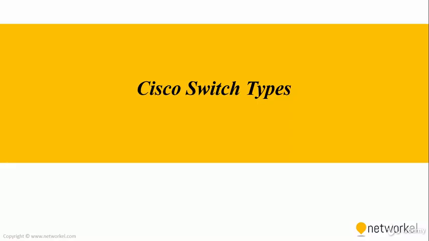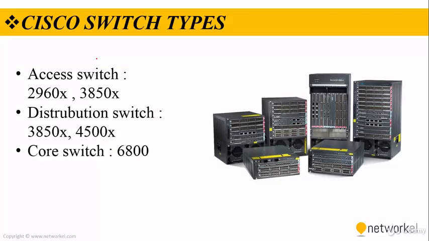In this section, we are going to talk about Cisco switch types. Cisco designs Catalyst switches for campus networks and Nexus switches for data center. In the context of our CCNP course, Catalyst switches will be mostly discussed. We have access layer switches, distribution layer switches, and core switches.